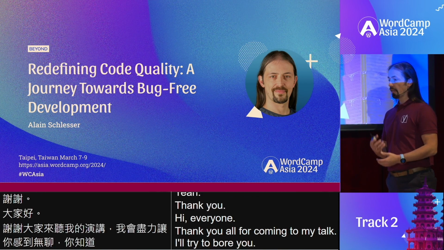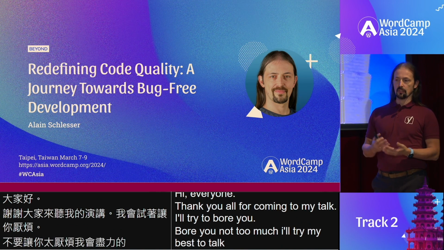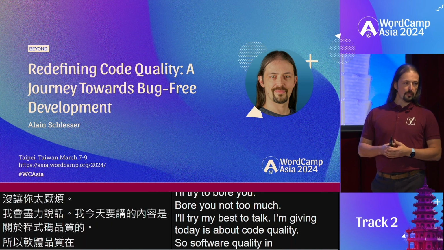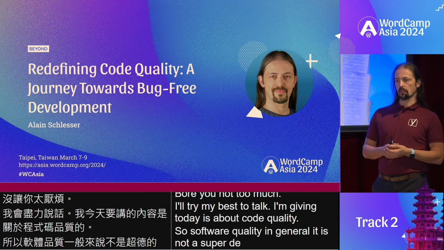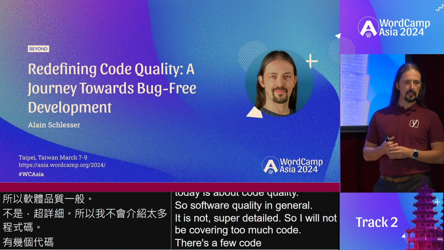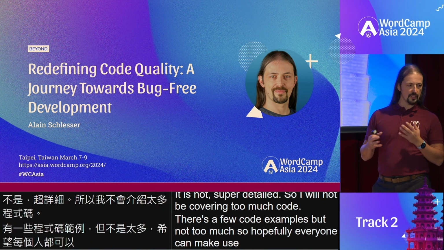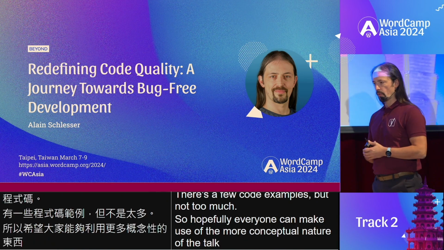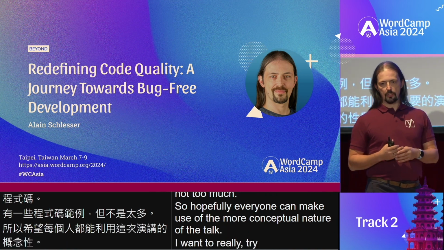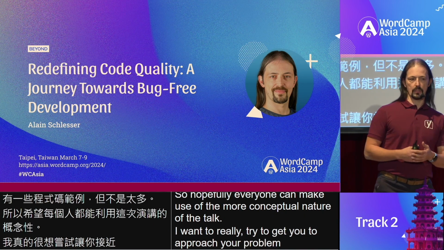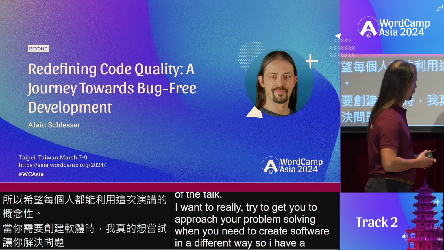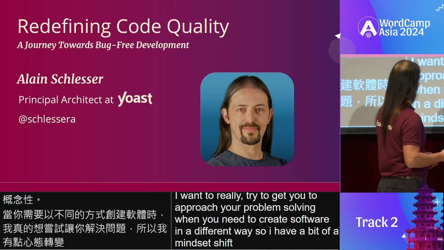I'll try my best. The talk I'm giving today is about code quality, so software quality in general. It is not super detailed, so I will not be covering too much code. There's a few code examples, but not too much. So hopefully everyone can make use of the more conceptual nature of the talk. I want to really try to get you to approach your problem solving when you need to create software in a different way. So I have a bit of a mindset shift.